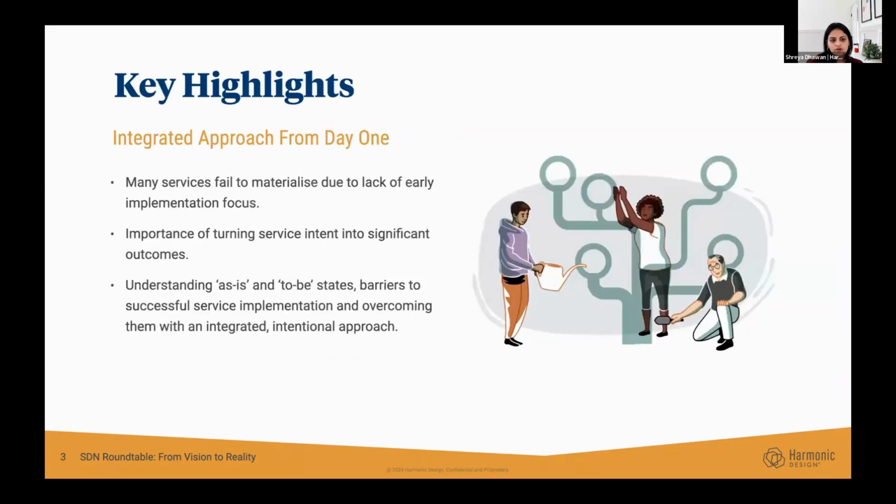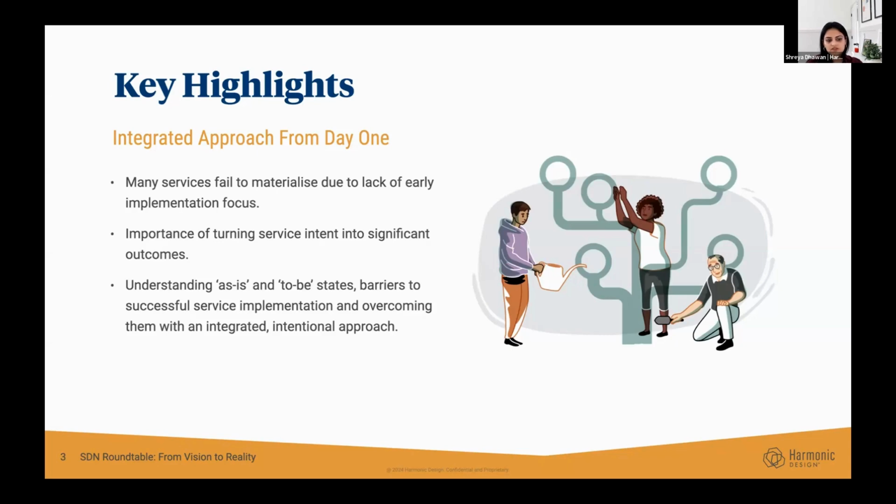So just to go over a few key highlights from the article. Some of the key things that we discuss in the article are around the importance of enhancing service performance, and this whole idea of considering day one service implementation. What that means is getting ready for implementation from the get-go, from day one, as soon as you get yourselves started with the service design process.